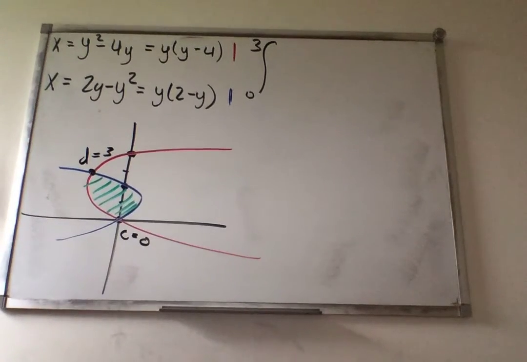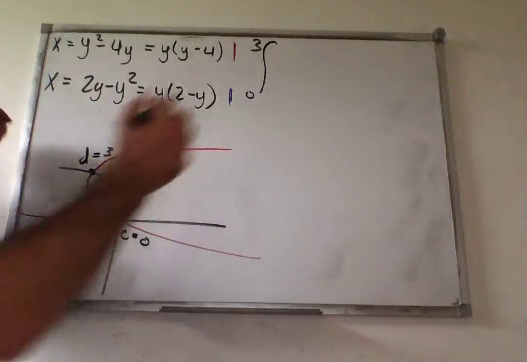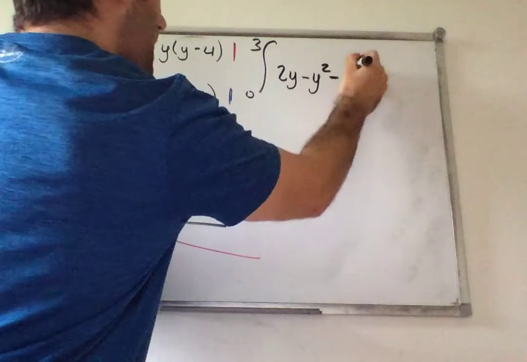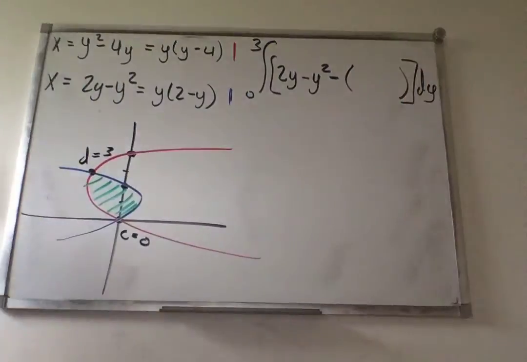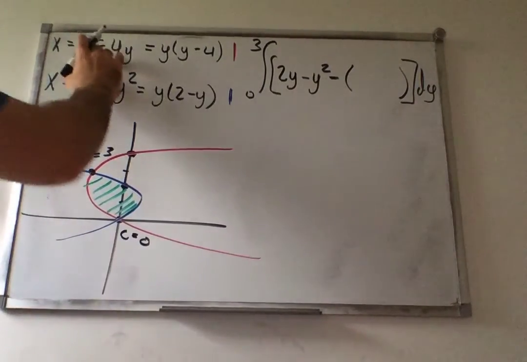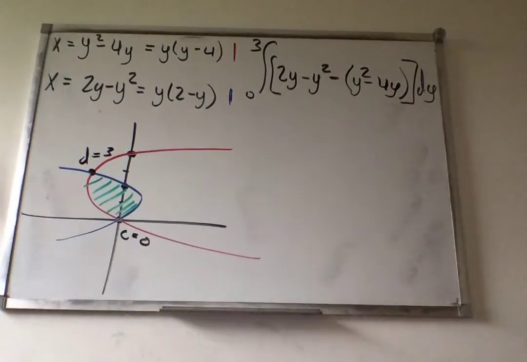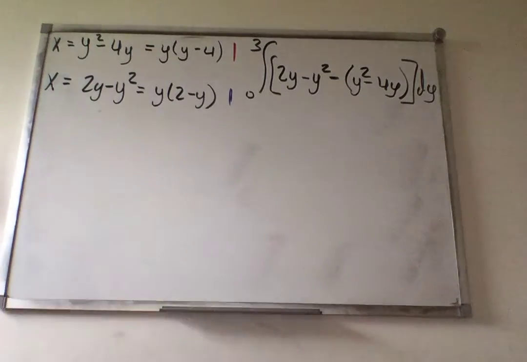So when you're doing integrals in terms of y's, you always want to do the right function minus the left function. That's analogous to the top function minus the bottom function. So the right function is the blue one. So it's 2y minus y squared minus the lower function, and I'm putting it in parentheses because that minus sign has to distribute to the entire function. Here's our lower function, y squared minus 4y. Alright, so now we have everything we need. We don't need the picture anymore.